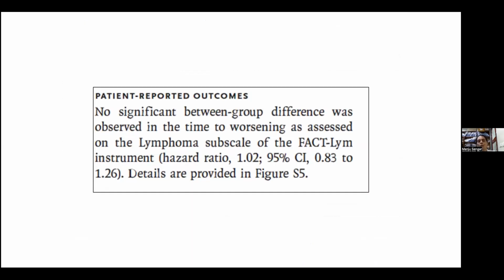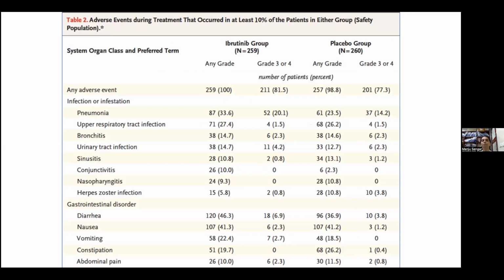The study said that there are no significant between-group differences as far as time to worsening of quality of life was concerned. And here again, I want to bring back the point that the quality of life was not assessed at the time of adverse event and discontinuation of the patient; it was assessed 30 days later.